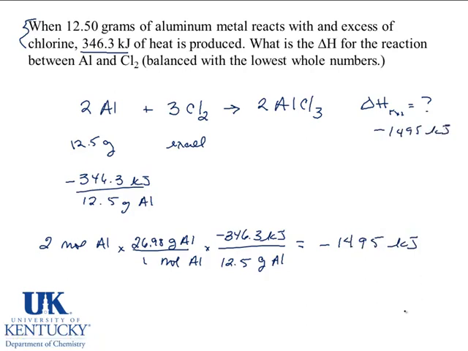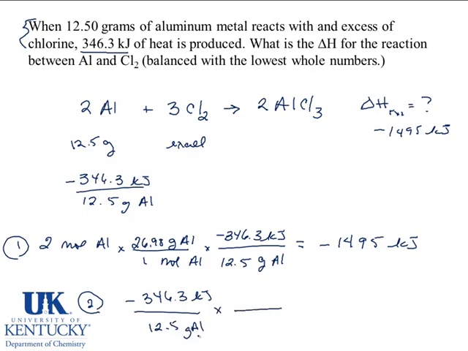Now this is one way to do it, and I'll put a number 1 here. There's another way to do this. It's the same process, and you can just choose which one you'd prefer. If you know the relationship of kilojoules per 12.5 grams of aluminum, you could say, well, I need a relationship per moles of aluminum, not per gram. So you could say, I don't want grams, so I'll put that up here. I do want moles, I'll put that down here. And the molar mass of aluminum is 26.98 grams per mole. And that will give you the amount per mole.